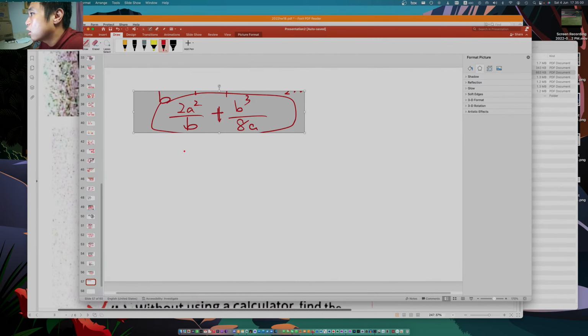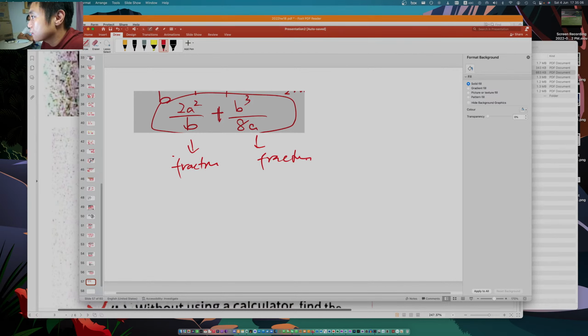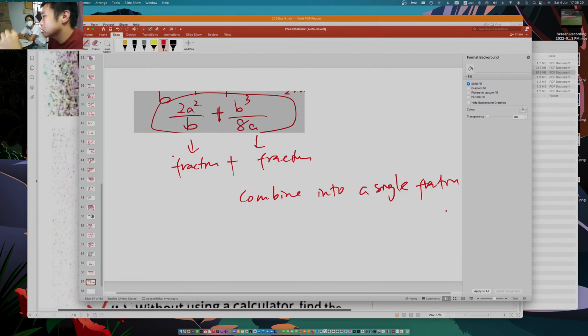Can you see that you have a fraction here? You have another fraction. When you want to add these two fractions, it's called combine into a single fraction. Okay, it's called combine into a single fraction.